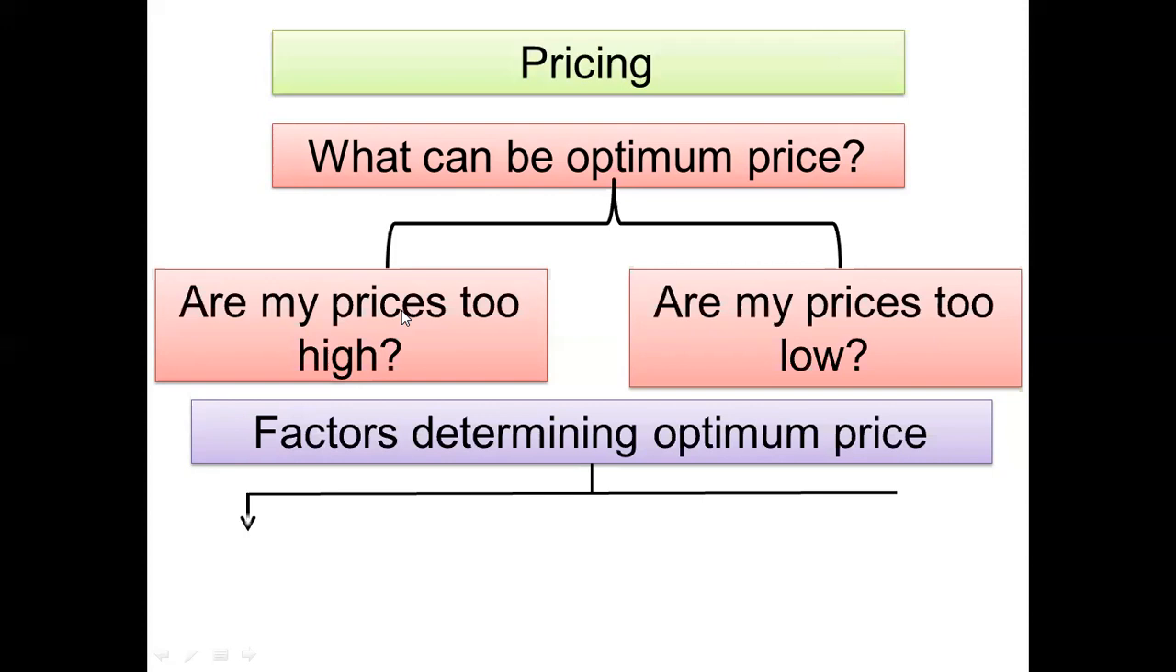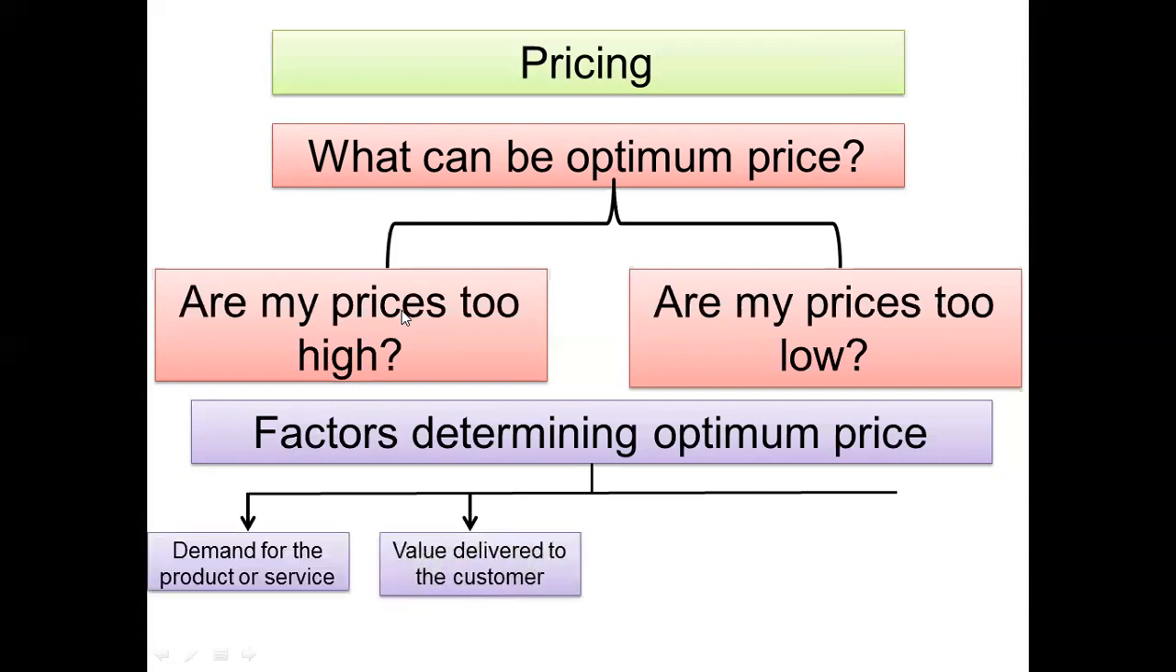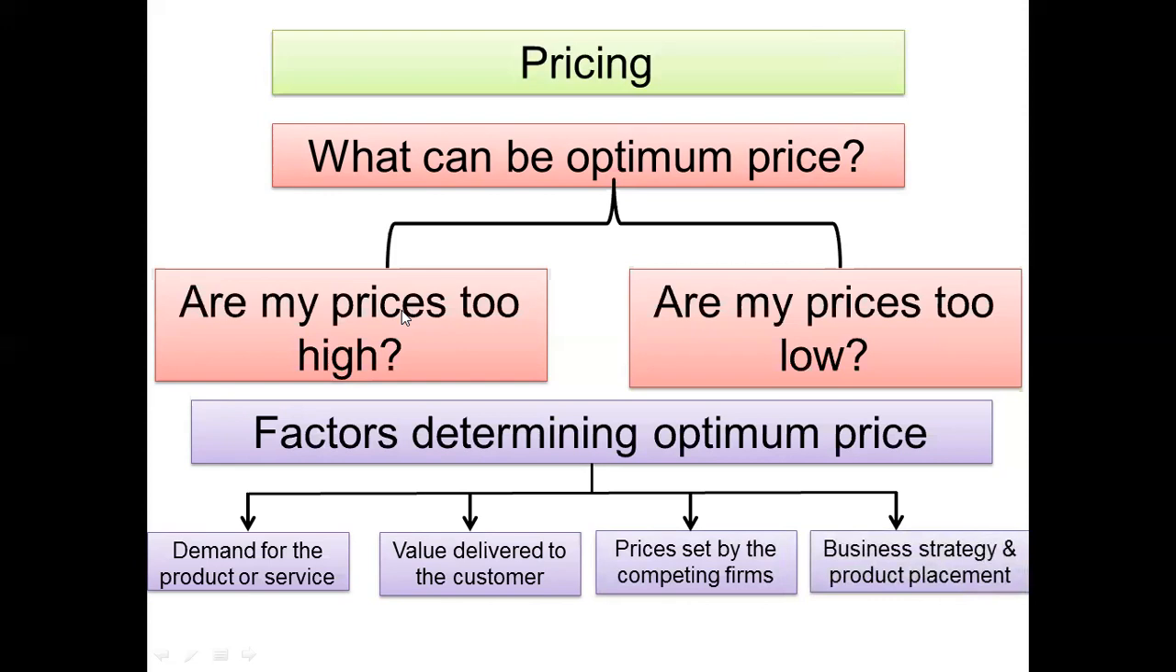This could include the demand for the product or service, or the value delivered to the customer, or the prices set by the competing firms, or last but not the least, the business strategy and product development. So when we look at the demand for the product or service, where the demand is high, a premium price can be charged. But when the demand is low, we should consider lowering the prices to keep the business floating. So value delivered to the customer is a very important determinant.